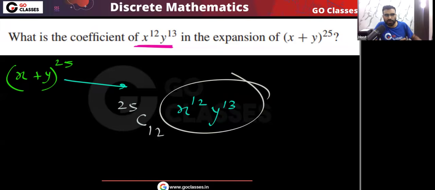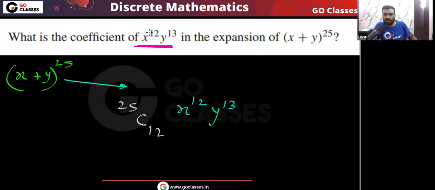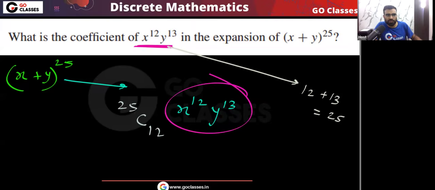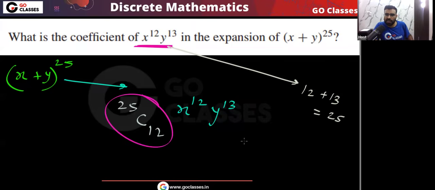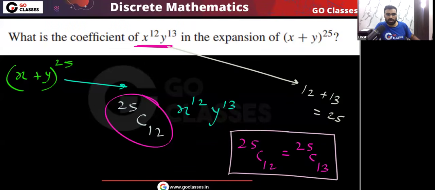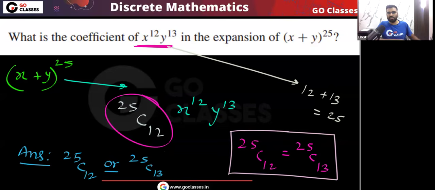You can easily see power of x plus power of y is equal to 25. First of all, here you can easily see that 12 plus 13 is equal to 25. So remember, the coefficient of x power 12 y power 13 will be equal to 25c12. This will be the answer. And remember, 25c12 is the same as 25c13. nCr is equal to nC(n minus r). So the answer for this question, you can say either 25c12 or 25c13. Both are correct, both are the same.